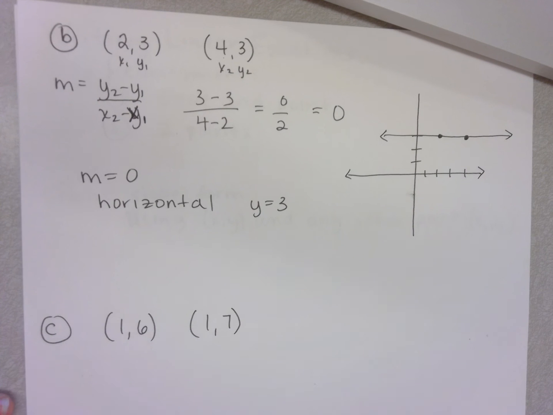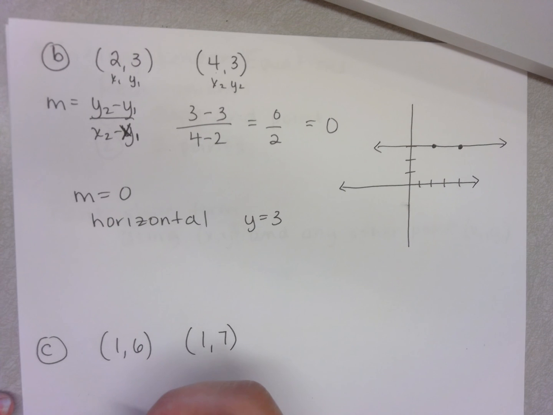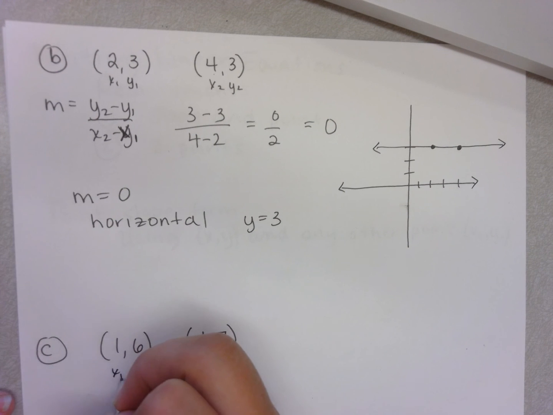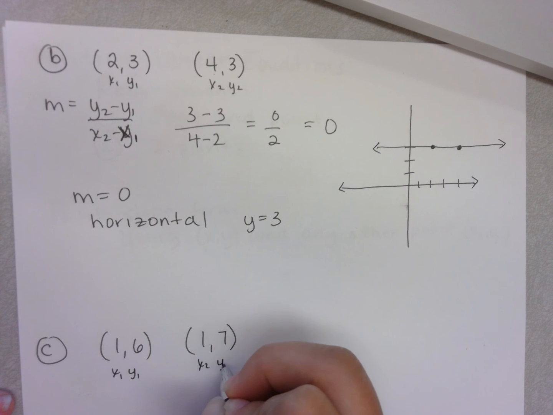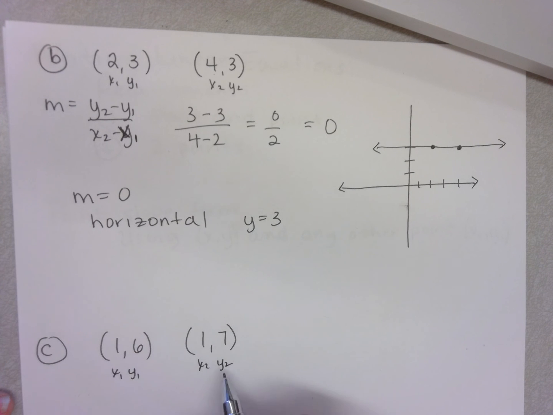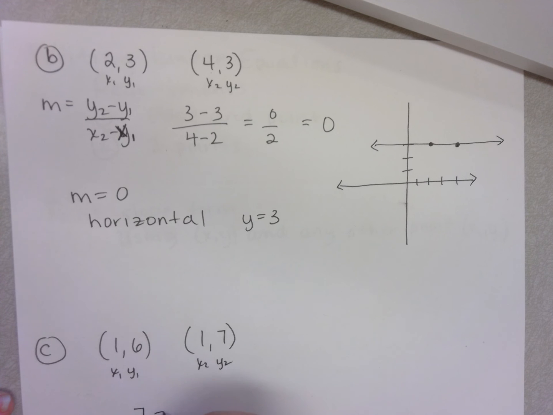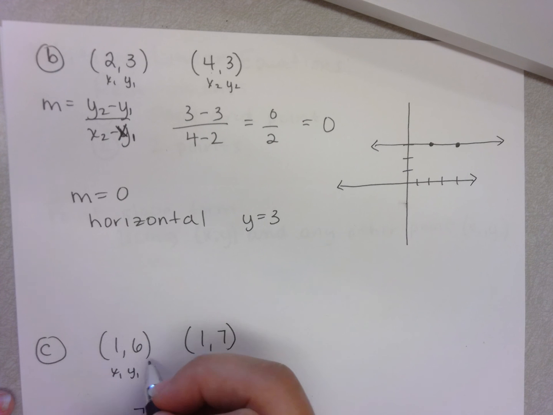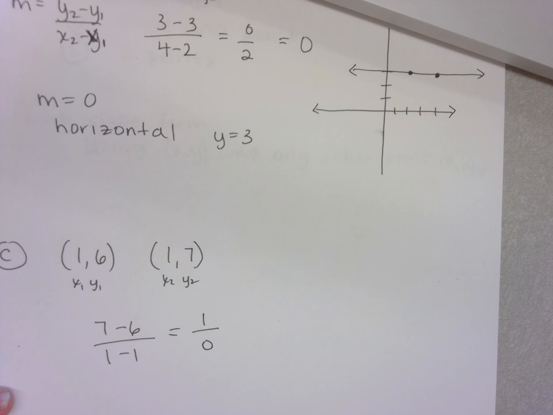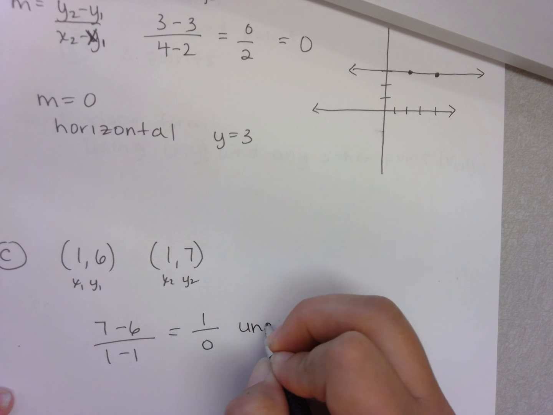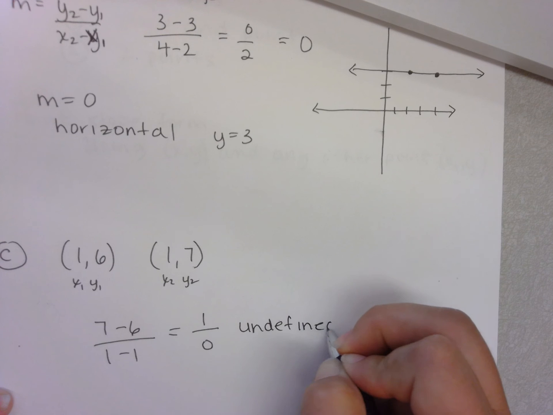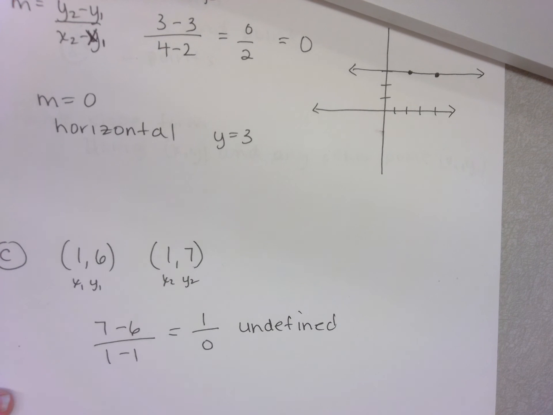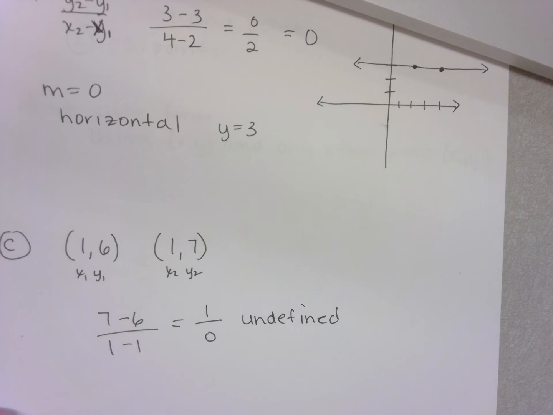Okay, so let's look at another one. I'm going to use my same slope equation, so I'll call this one x1, y1, x2, y2. So my change in y on top is 7 minus 6, and then my change in x on the bottom is 1 minus 1. Uh-oh, this time I get 1 divided by 0. This is what we call undefined slope, right? We've discussed that division by zero is completely undefined, and so this is something that we are not allowed to do.